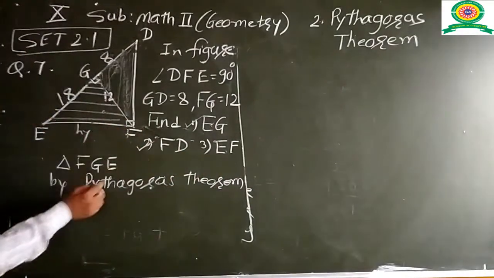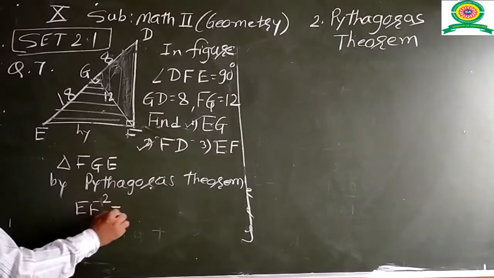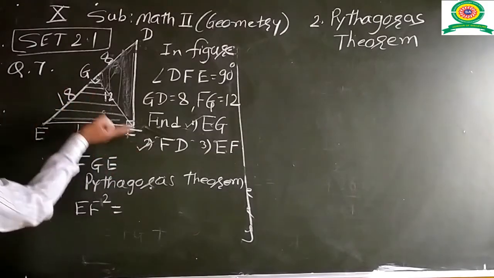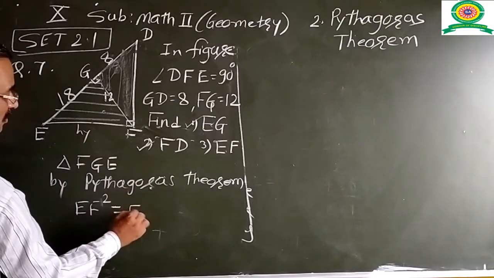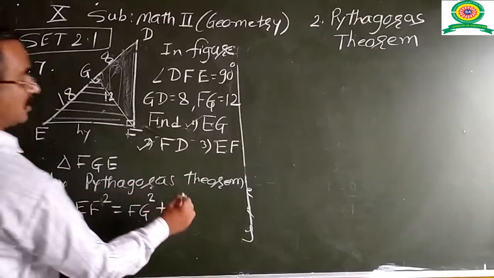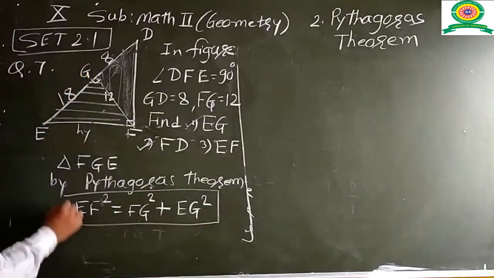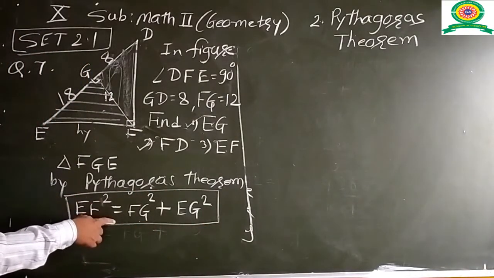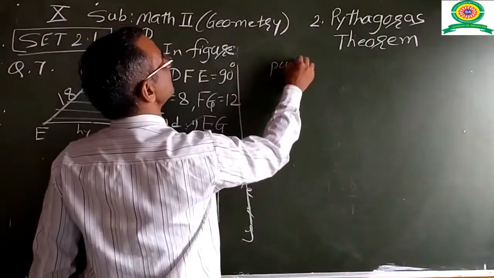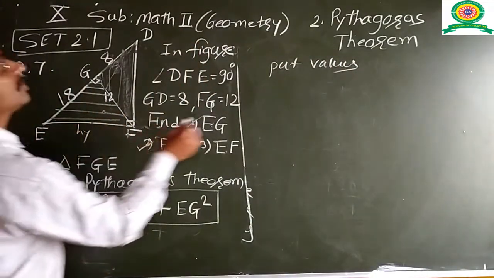the hypotenuse square, EF square, is equal to, only related to this triangle, the sum of the squares of the remaining sides, FG square and EG square. In this triangle, the hypotenuse EF square is equal to the sum of the squares of the remaining sides. So again put values here. EF square we want to calculate.